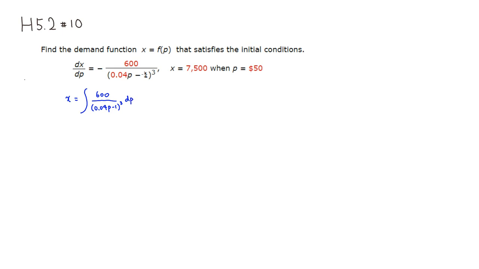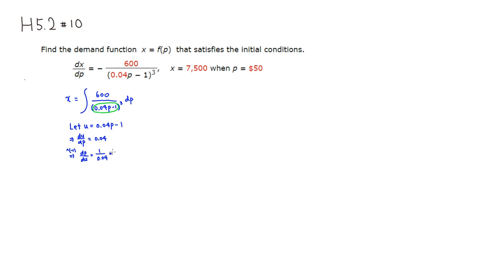Let's do that. First thing I'm going to do is use a substitution. I'm going to let u be the expression inside the parentheses, so u equals 0.04p minus 1. Then if you take the derivative, du over dp is 0.04. Then we take the reciprocal of both sides, so dp over du is equal to 1 over 0.04.